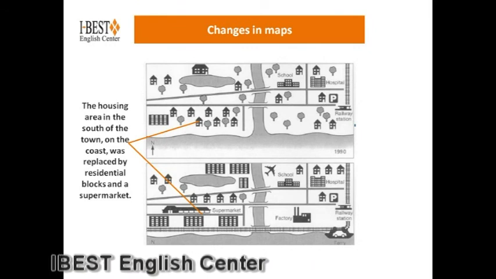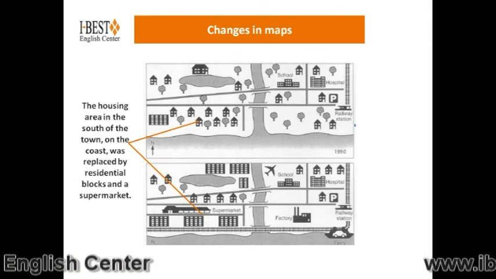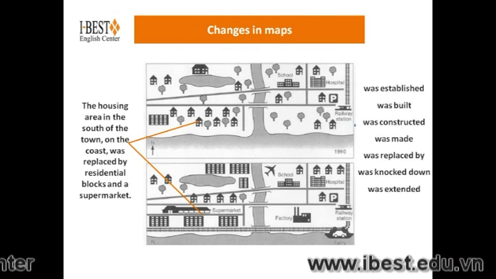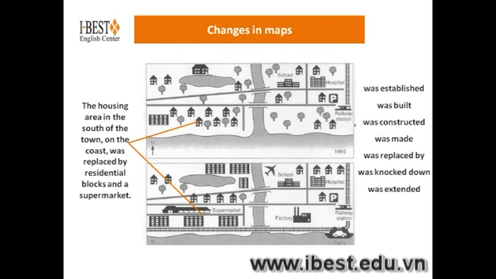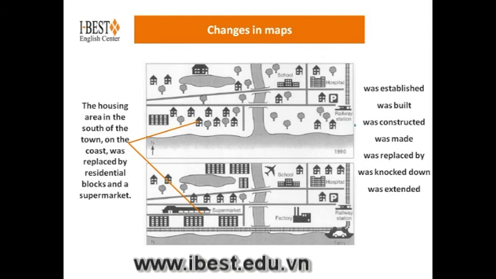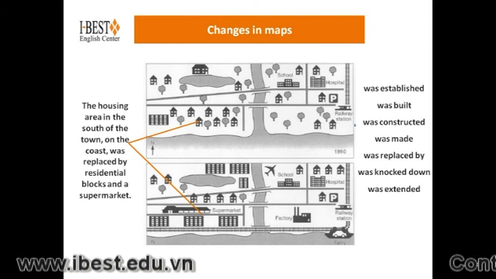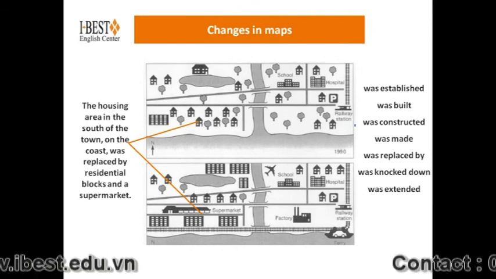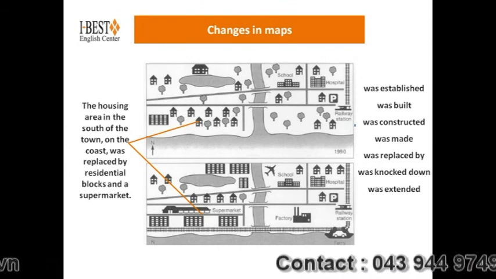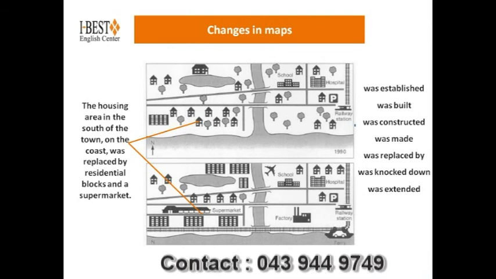Let's have a look at some more useful verbs that you will need if you're going to talk about changes in time periods. Was established, was built, was constructed, was made, was replaced by, was knocked down, was extended. You will need to use a variety of language and a lot of the past passive in this type of report.